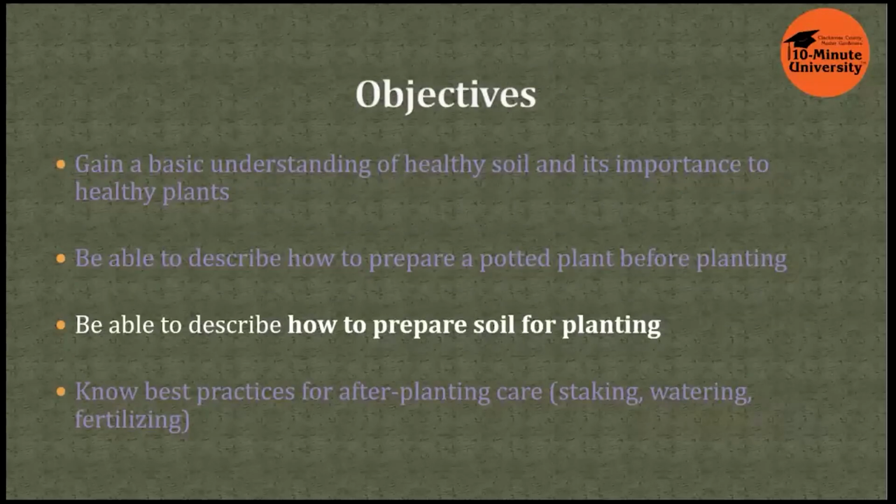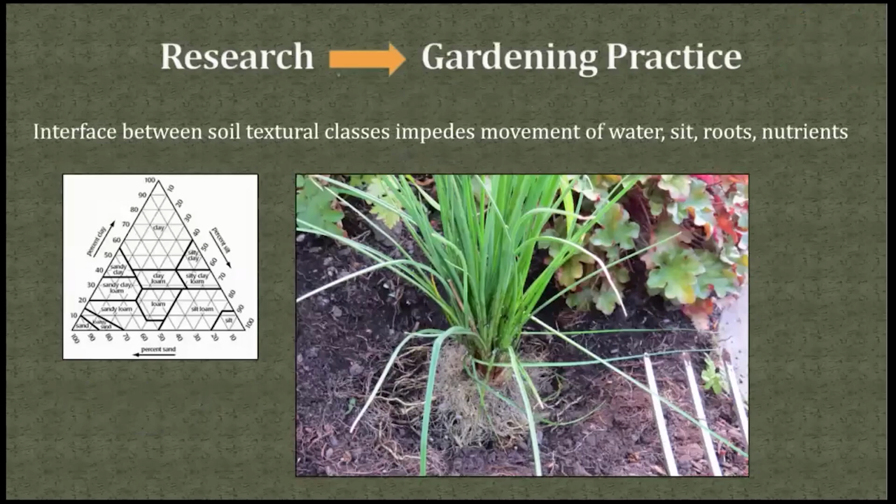And now we go on to how to prepare soil for planting. So the key message here is interface in soil is a problem. If you're not familiar with the word interface, it means when two soil textural classes come together, if they're different, that difference will create an impediment, a barrier, to movement of air, water, and roots and nutrients.